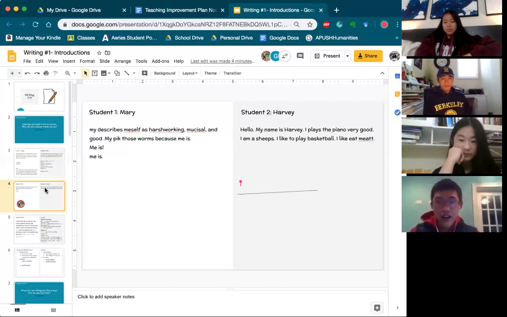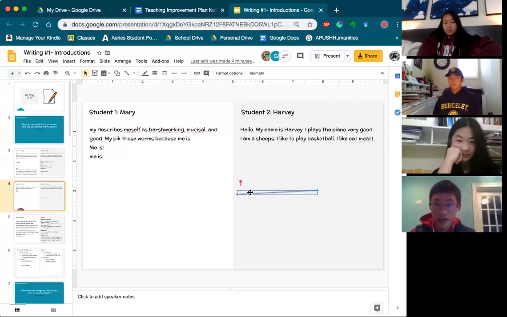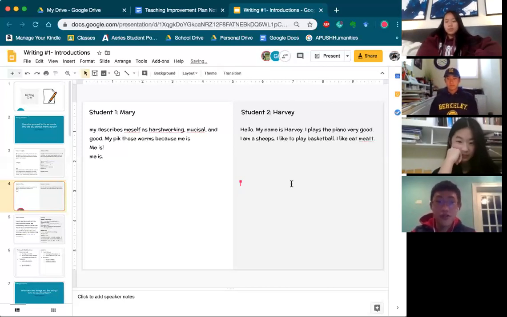The same thing goes for the second piece. This one is a bit better, but there are also several errors. Just make sure to correct those and explain why they're correct.